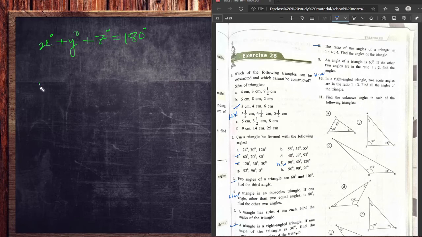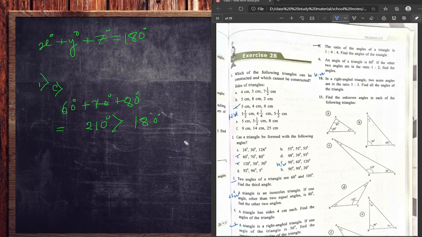Let me do part C. As you can see, 60 degree is the first angle, then 70, the second angle, then 80, the third angle. Now add them together. While you add them together, it will be 60 plus 70 plus 80, which comes to 210. So as you can see, it is completely 210, which is greater than 180. That means it's not going to give one triangle because it has a greater value than 180.